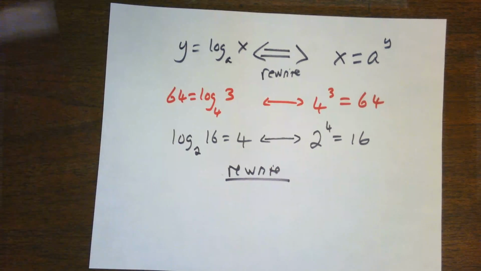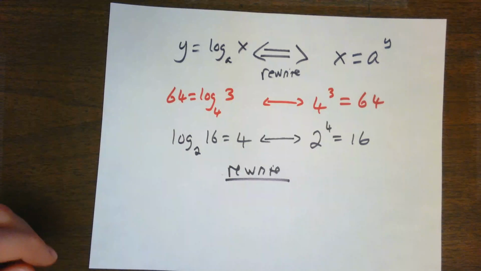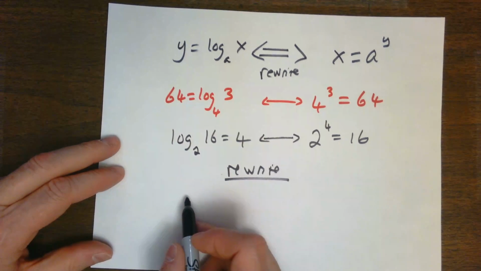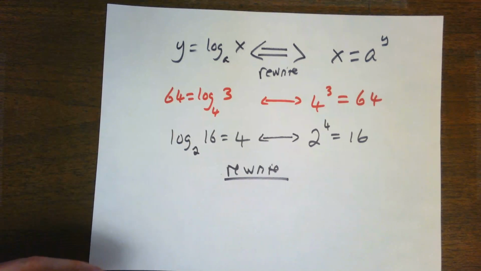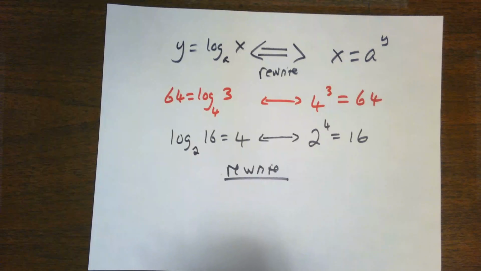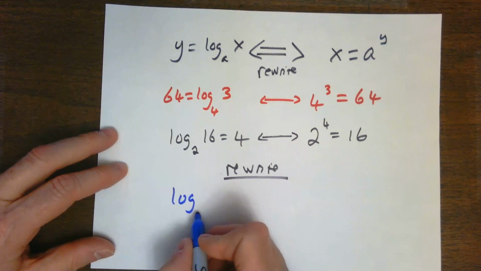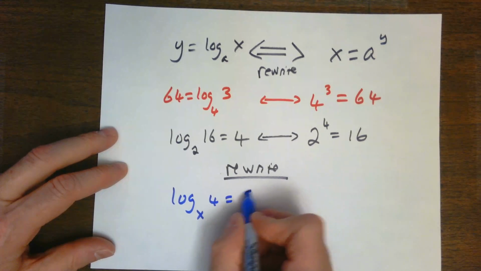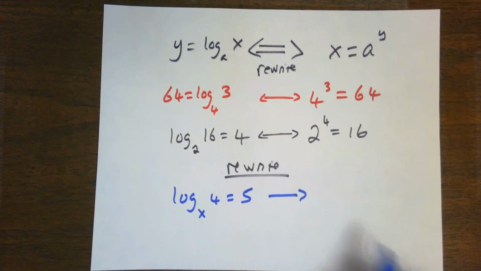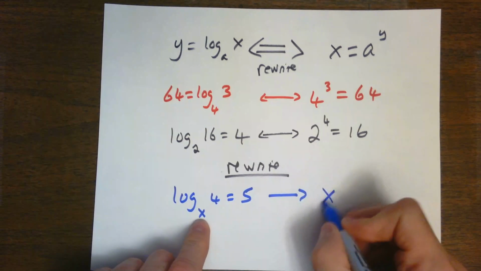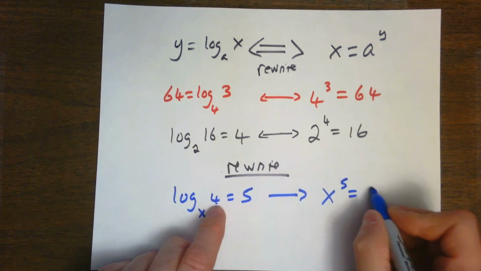So what I'd like to do now is get ready to hit pause on this, because I'm going to give you a logarithmic equation, and I want you to rewrite it as an exponential. So the logarithmic equation, suppose I have log base x of 4 equals 5. What would that be as an exponential equation? Well, this would be the base of x to the 5th power equals 4.